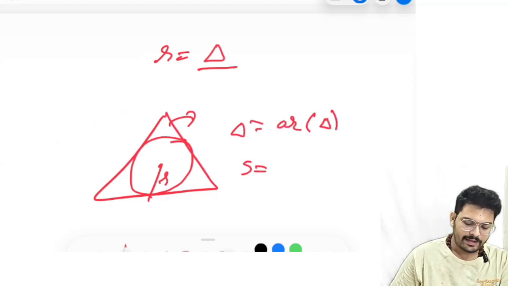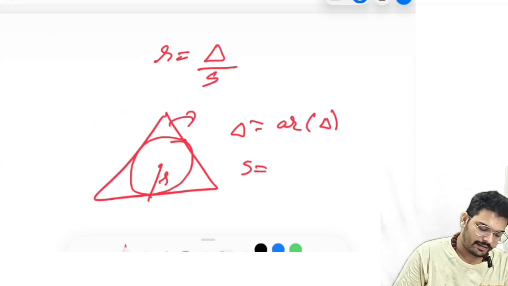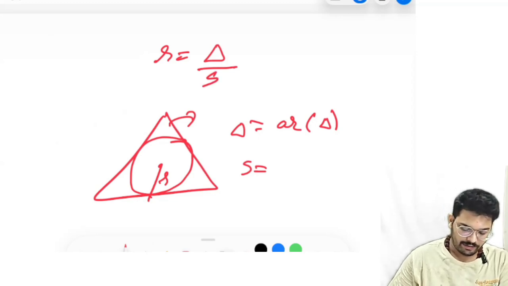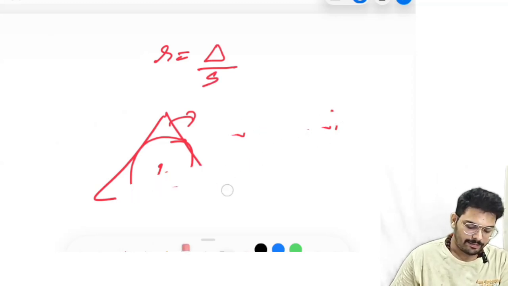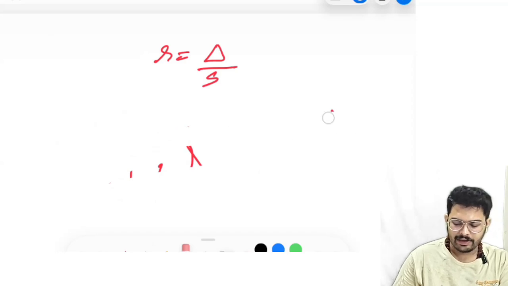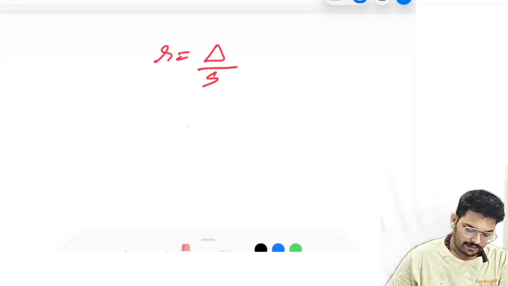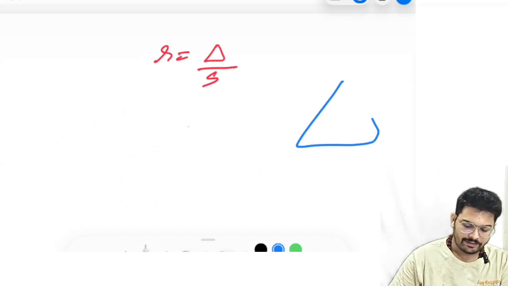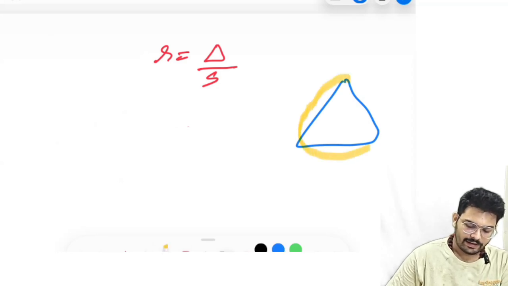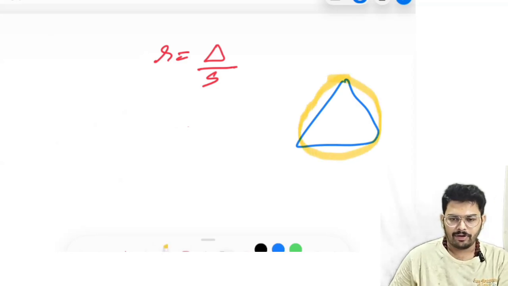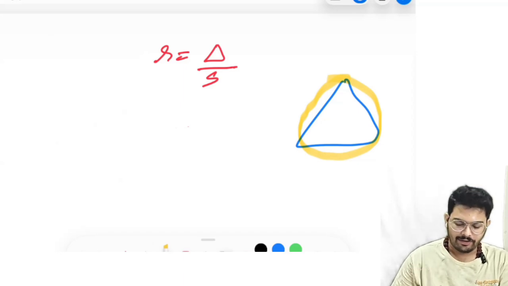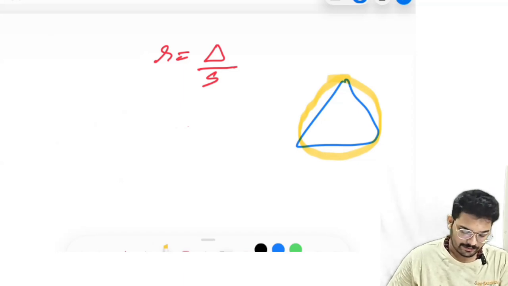And S is the semi perimeter. So when you divide the area by the semi perimeter, you will get the radius of the incircle. And how will you find the radius of the circumcircle? The circumcircle is the circle which covers the entire polygon. Whatever the polygon, all the vertices will be lying on this circumcircle.